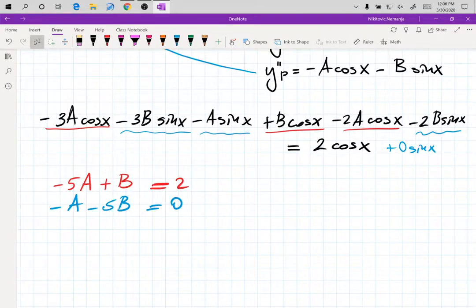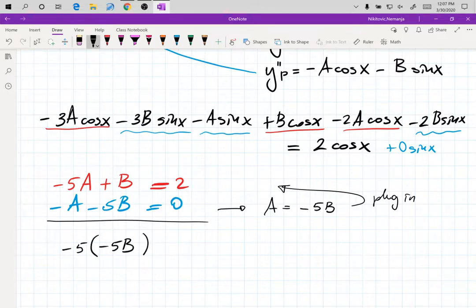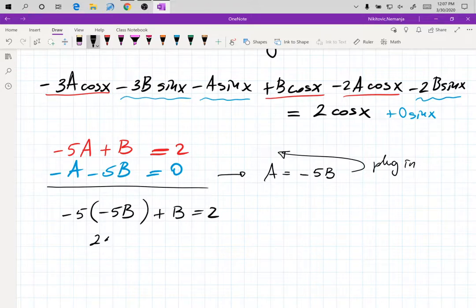Use whatever witchcraft you can to solve the system, right? So the fastest way to solve this system obviously would be to say that a is equal to negative 5b. So a is equal to negative 5b. And now we plug that up there. So we have negative 5 times negative 5b plus b equals 2. That's 26b equals 2, from where b is equal to 1 over 13.